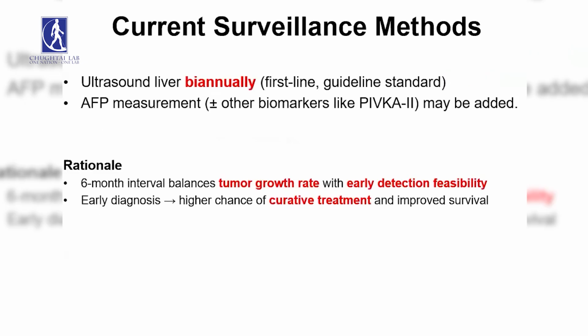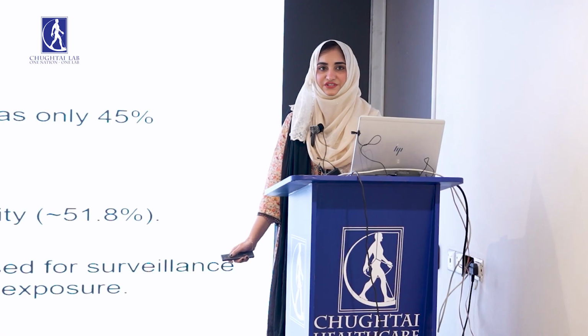PIVKA-II is increasingly used as a complementary biomarker with alpha-fetoprotein. The current surveillance method used is liver ultrasound biannually, and alpha-fetoprotein measurement may be added. The rationale is that a 6-month interval balances tumor growth rate with early detection feasibility. Early diagnosis will lead to a higher chance of curative treatment and improve the survival rate. So there are some limitations of ultrasound and alpha-fetoprotein as well.